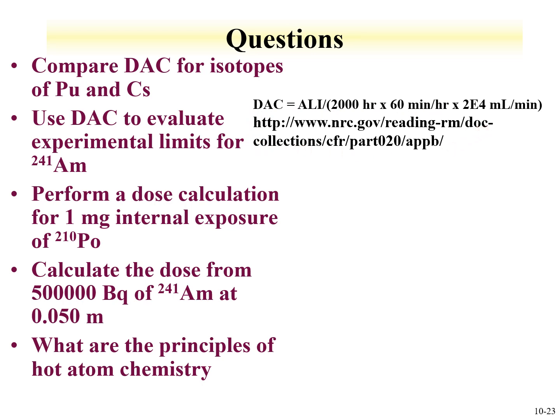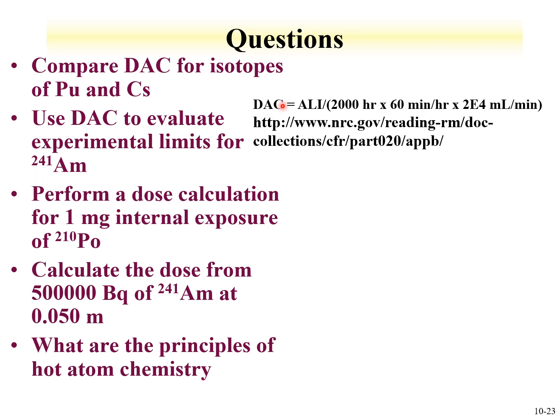If you were to compare the derived air concentration for plutonium and cesium isotopes, you'd be able to figure out which ones have more stringent limits. You can say probably the plutonium, since it's an alpha emitter, for air concentrations. Also, the alpha particle has a quality factor of 20 compared to a beta or a gamma from cesium. You can also use the derived air concentration to evaluate experimental limits for americium-241 as an example.